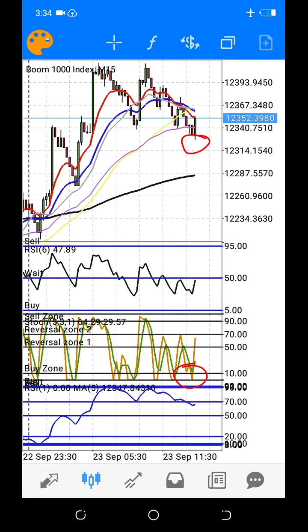Even when it should be your entry in Boom, I'm saying this even if your major direction is a buy. So what should make your entry very accurate should be your first entry. As a matter of fact, I'm not saying you should ignore trigger points.